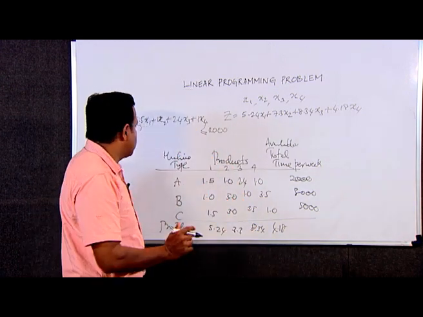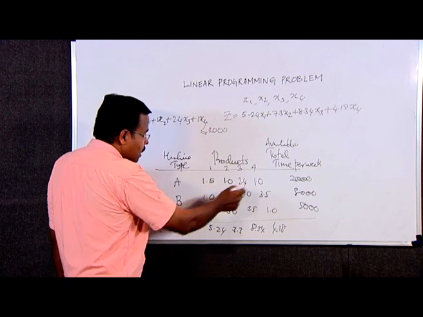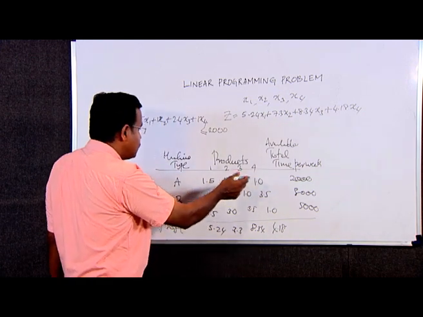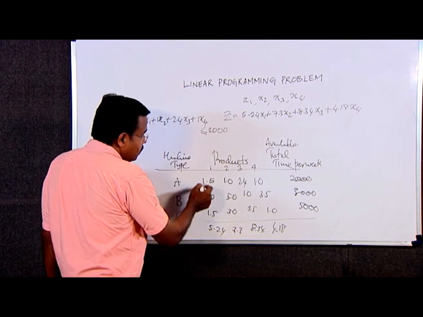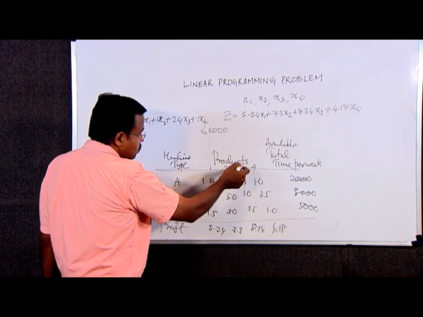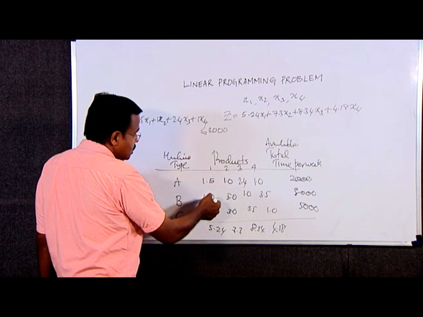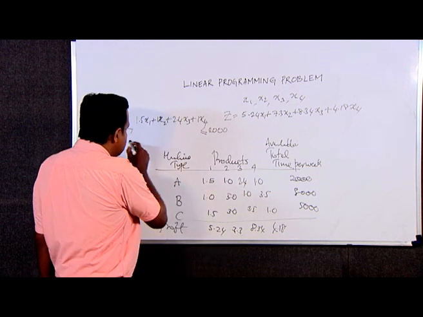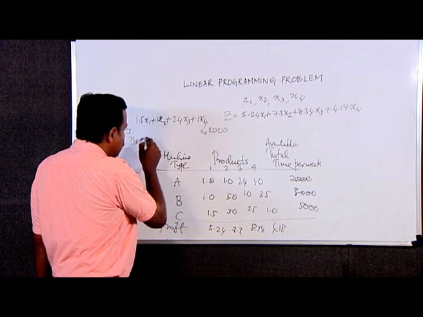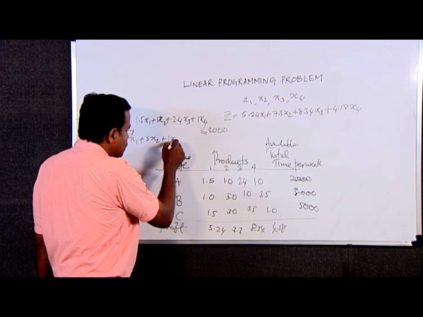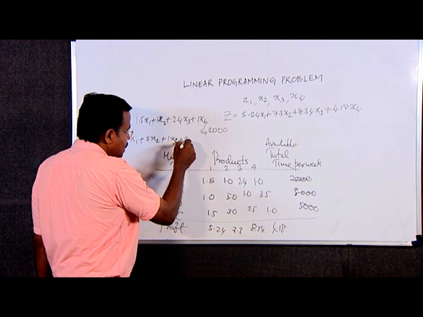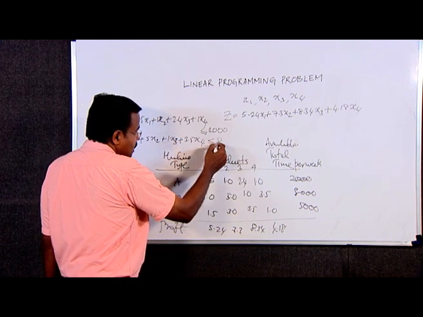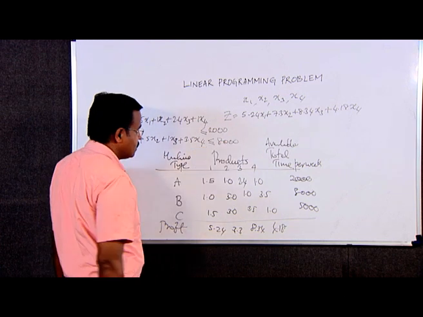Now, going to machine B, the total available time of machine B per week is 8,000. If x1, x2, x3 and x4 quantities are produced, the total hours of machine B required is 1 x1 plus 5 x2 plus 1 x3 plus 3.5 x4. This should not exceed 8,000, that means less than or equal to 8,000.